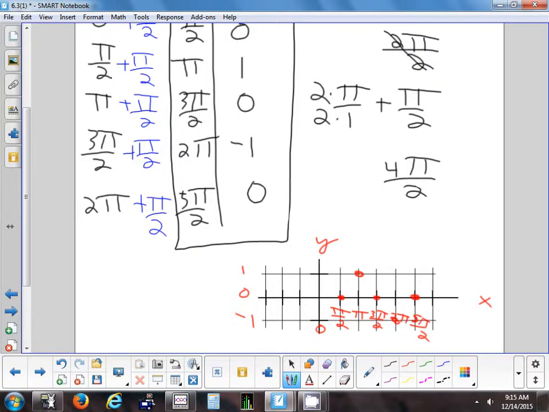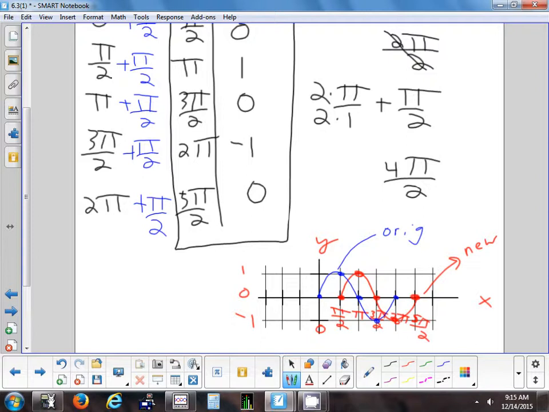Remember that this graph is not sharp. The turns all should be nice and smooth. And there's my graph. So that's the new graph. If you want to just compare it to what the original would have looked like, it would have been 0, 1, 0, negative 1, back to 0. The one in blue, that's the original.